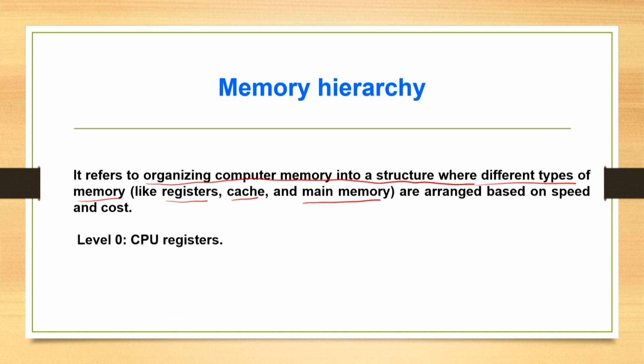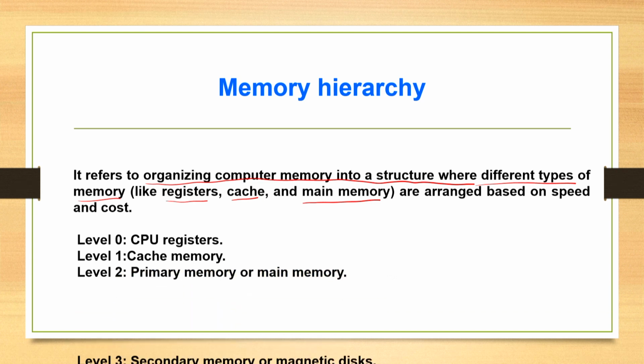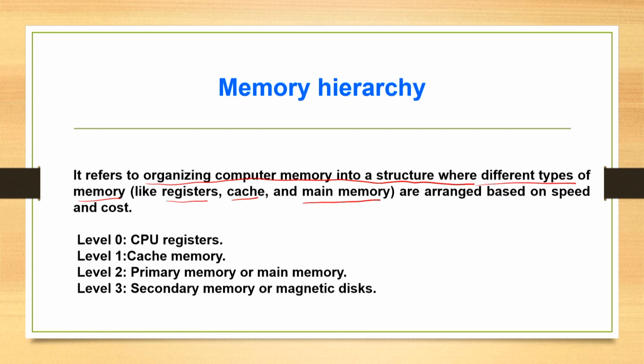So at level 0 we have the CPU register, which is considered to be the fastest memory and it's of low capacity. At level 1 we have the cache memory. At level 2, we have the primary memory or main memory. At level 3, the secondary memory or magnetic disk. At level 4, there is an optical disk or magnetic tapes.